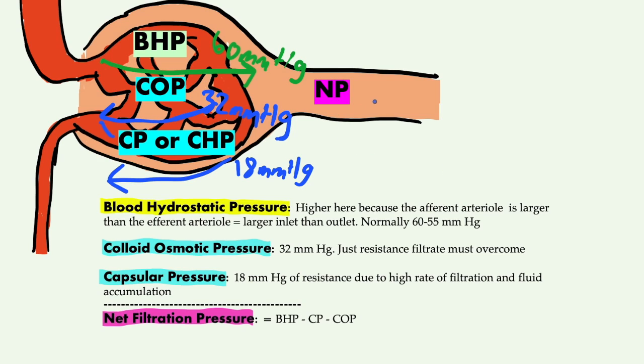Now to find net filtration pressure, we just subtract colloid osmotic pressure and capillary pressure from blood hydrostatic pressure, which usually is 10 millimeters of mercury for a healthy patient. So that is the basics of filtration pressure.